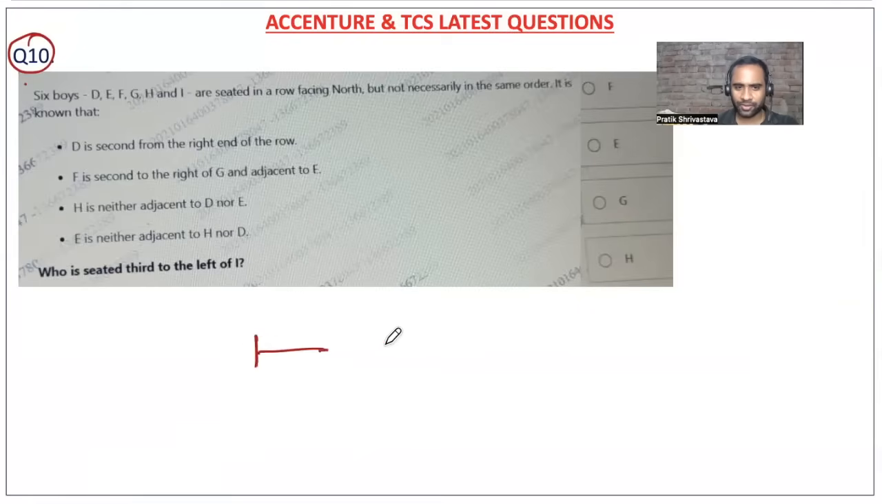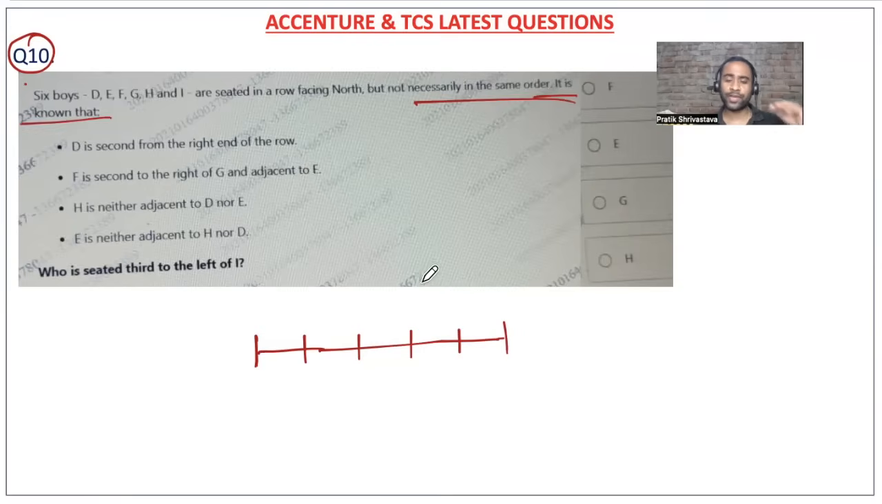So six boys are seated in a row facing north. One, two, three, four, five, six, but not necessarily in the same order. It is known that D is second from the right end of the row. Where is your right end?